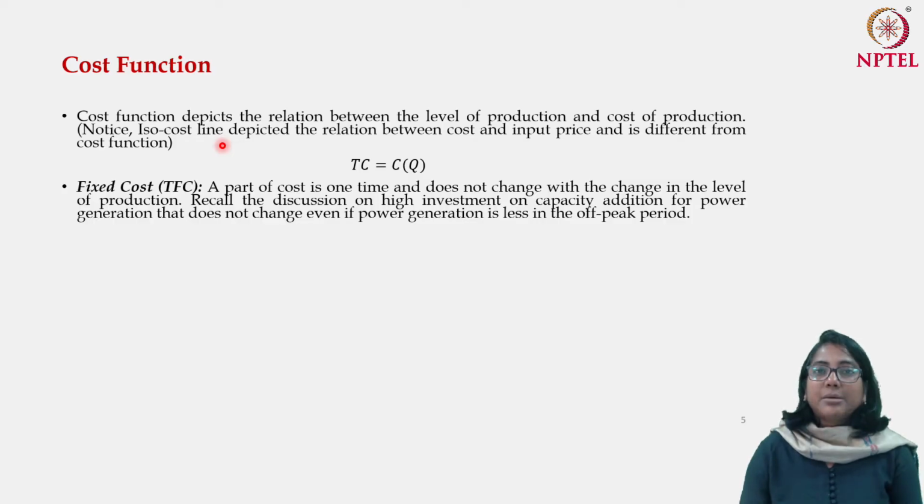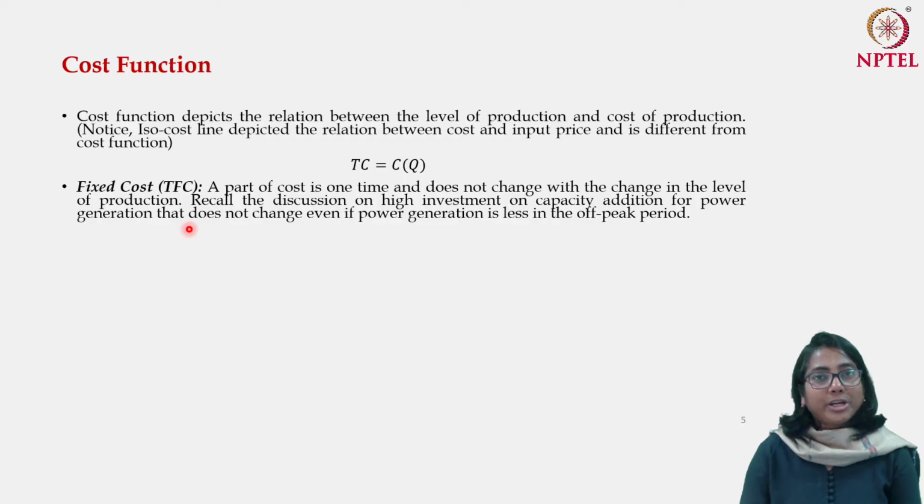The way we discussed the fixed input and variable input, the analogy here is fixed cost and variable cost. Take the example of the machinery that you have to put in place in order to set up the power plant. That was the capital investment and that was a fixed input. The money that you spent to set up that machinery is called the fixed cost.